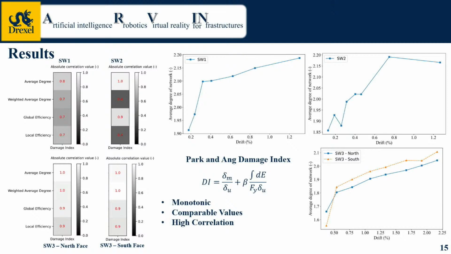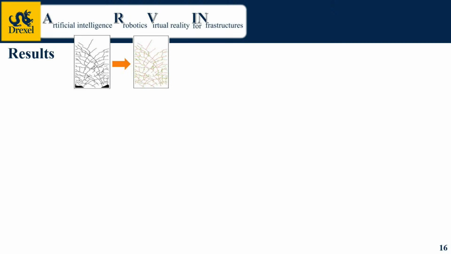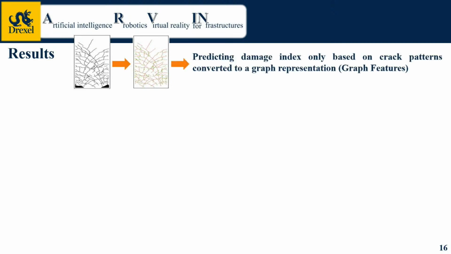And we see a high correlation. Most of them are above 0.7. So it shows us an inherent relationship between the two worlds, and we can use these features for machine learning applications. Moving forward, we had the crack pattern. We converted these crack patterns to the graph representation, and only based on the mathematical representation of the cracks, we wanted to predict the damage index that has been acted on the structure.